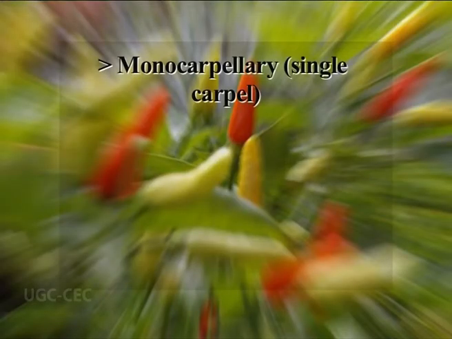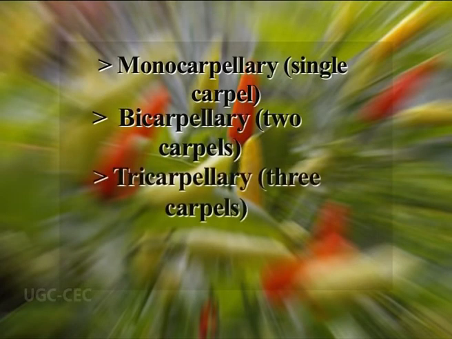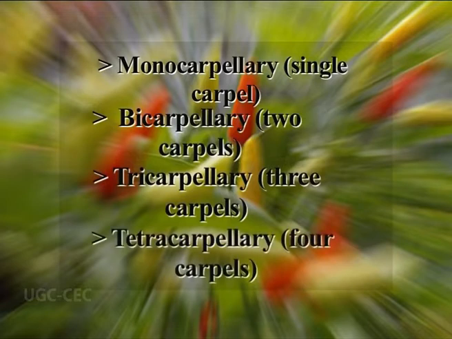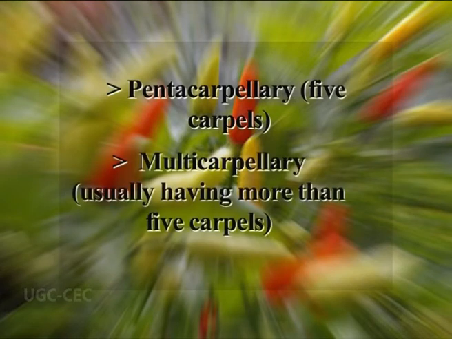The number of carpels is usually fixed for a plant species and it is described as monocarpellary, that is single carpel, bicarpellary, two carpels, tricarpellary, 3 carpels, tetracarpellary, 4 carpels, pentacarpellary, 5 carpels to multicarpellary, usually having more than 5 carpels.